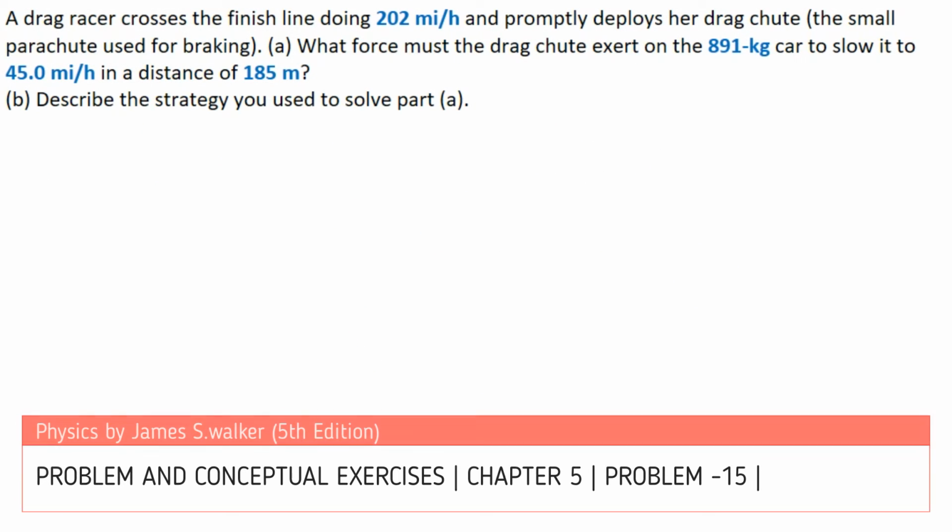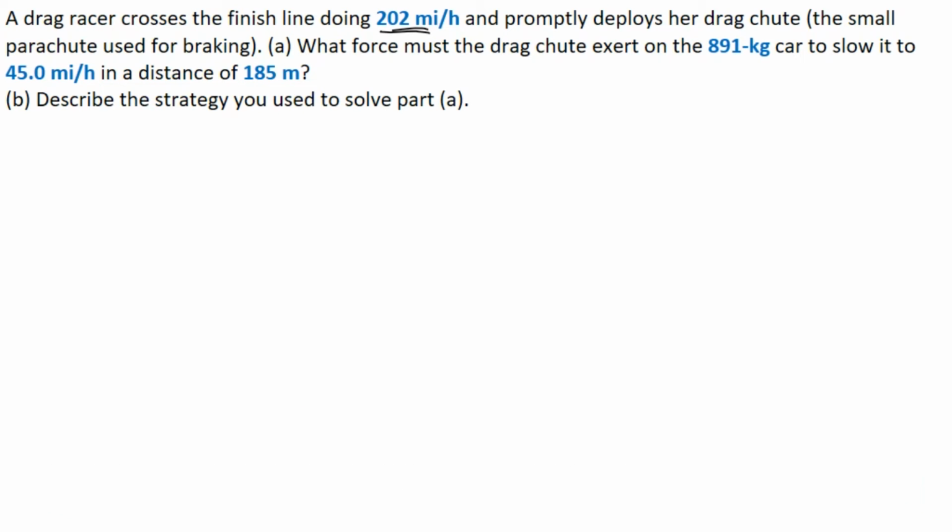So in this question, we are given that a drag racer crosses the finish line with a speed of 202 miles per hour and then deploys her drag chute. It's basically a parachute used for braking. In the A part, we need to find what force the drag chute must exert on an 891 kg car to slow it to a speed of 45 miles per hour in a distance of 185 meters.